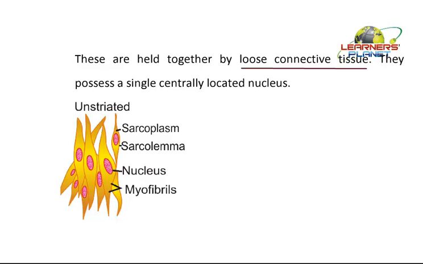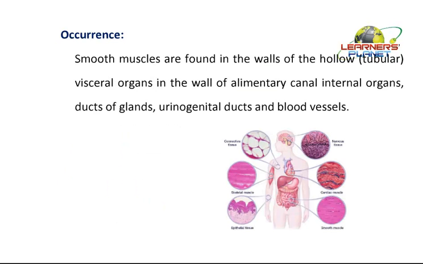The next is further they are having a centrally located nucleus. Now the point is where these must be present. That is the occurrence. So smooth muscles, as we already said that they are visceral type of muscles, so definitely it is present in the organs, internal organs of the body. They are found in the organs which are present in the viscera of your body. Viscera, that means internal part.